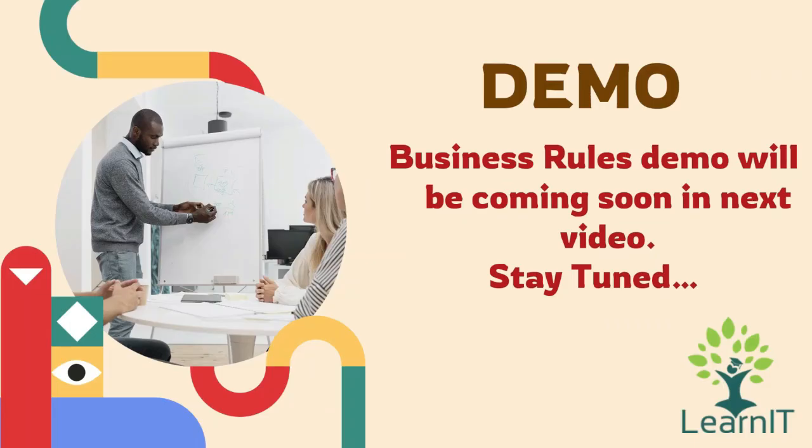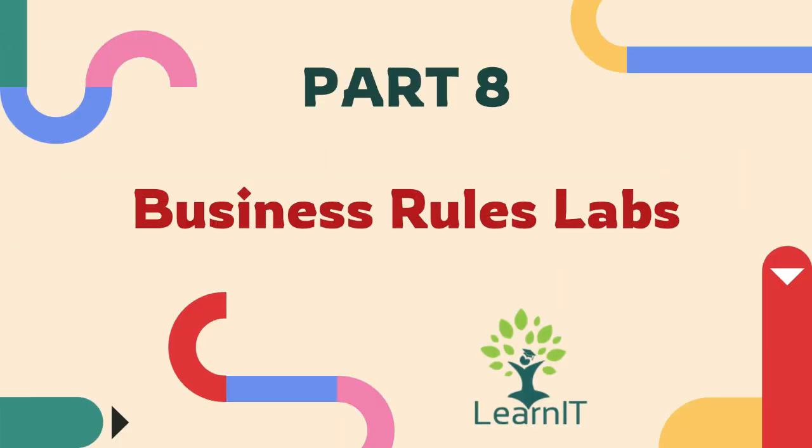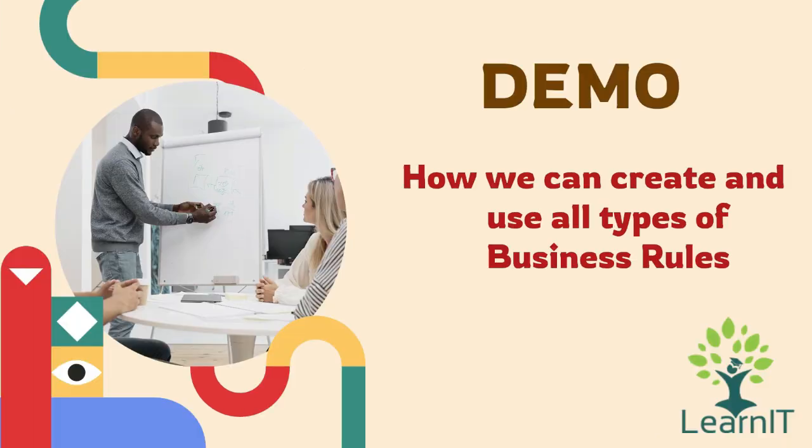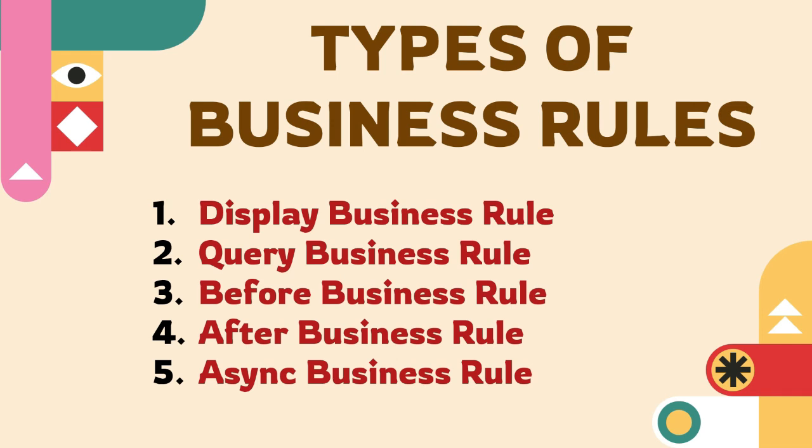So for the business rule demo, let us proceed and see how we can use business rules. Today we are going to see how we can create and use all types of business rules. These are the types of business rules I will cover in today's session: display business rule, query business rule, before business rule, after business rule, and async business rule. Alright, let's move on and see how we can create those.